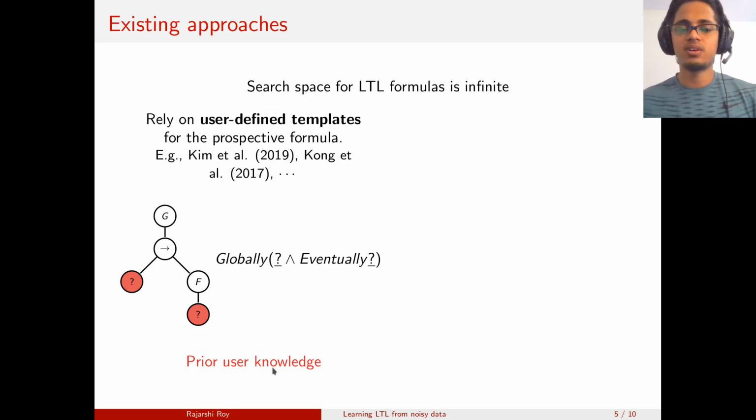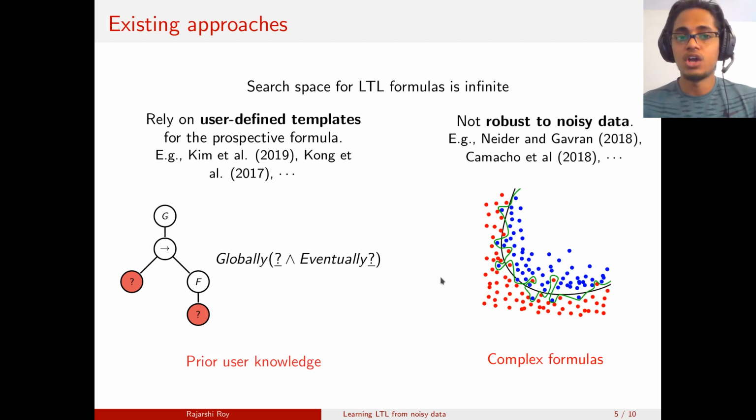Now there are certain works that overcome this issue, in which they can actually learn formulas of arbitrary structure by performing systematic search over all LTL formulas. These approaches, however, are known to be not robust to noise in the data. So in particular, they tend to produce complex formulas in an attempt to overfit the noise in the data. So contrary to existing works, our approach can infer arbitrary formulas and simultaneously is robust to noise in the data.